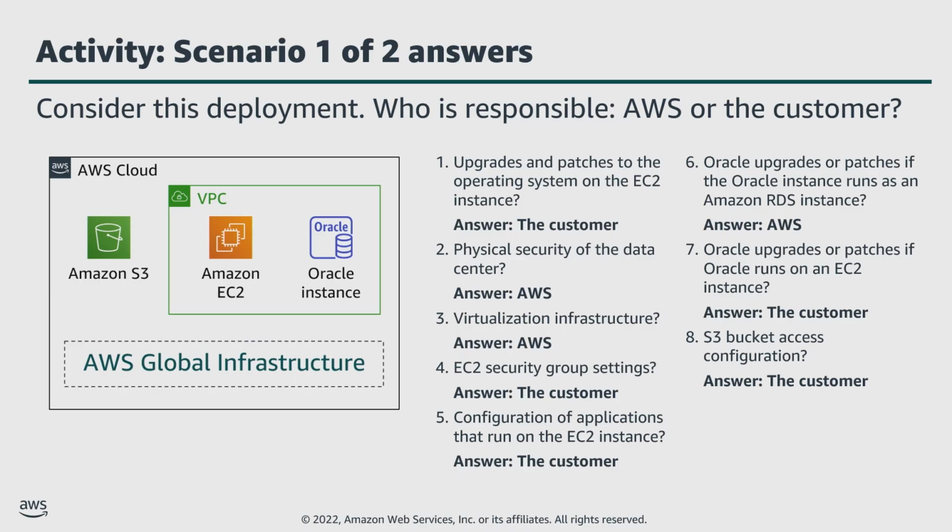Number 6, if the Oracle instance runs on an Amazon RDS instance, AWS is responsible for Oracle upgrades or patches. But number 7, if Oracle runs on an EC2 instance, then the customer is responsible for those upgrades and patches. And finally, number 8, S3 bucket access configuration is a customer responsibility.